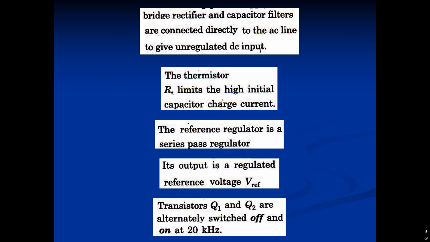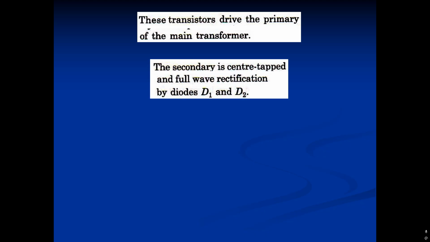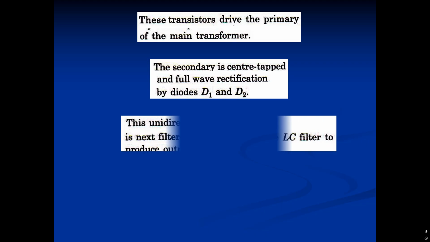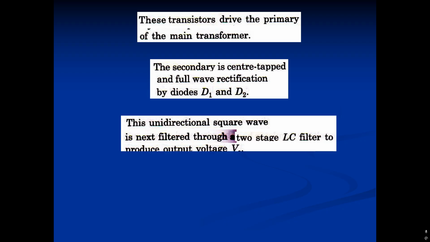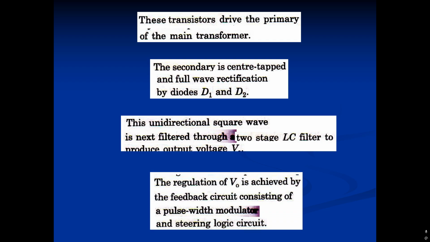Transistors Q1 and Q2 are alternatively switched off and on at 20 kHz. These transistors drive the primary of the main transformer. The secondary is center tapped and full wave rectification is done by diodes D1 and D2. This unidirectional square wave is next filtered through a two-stage LC filter to produce output voltage. The regulation of V0 is achieved by the feedback circuit consisting of a pulse width modulator and steering logic circuit.